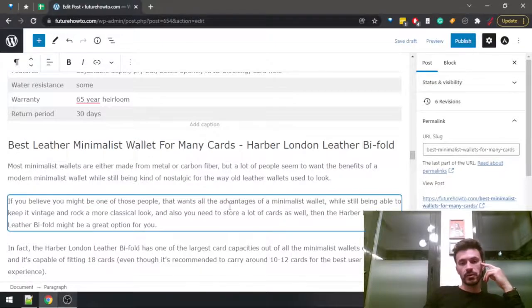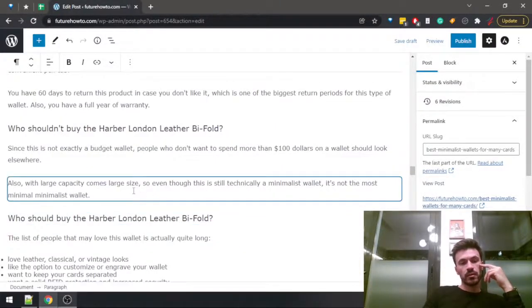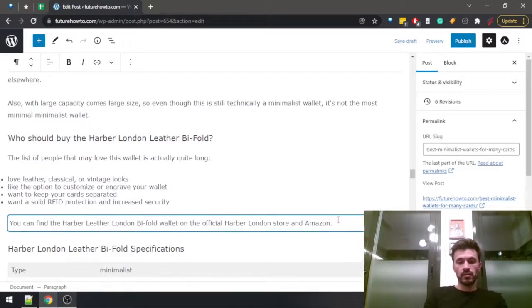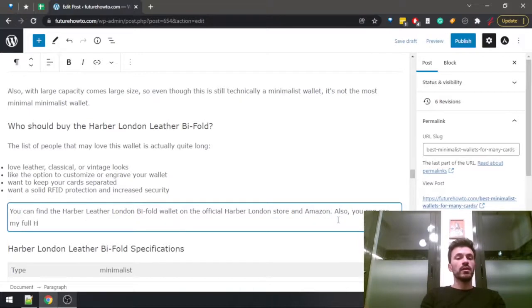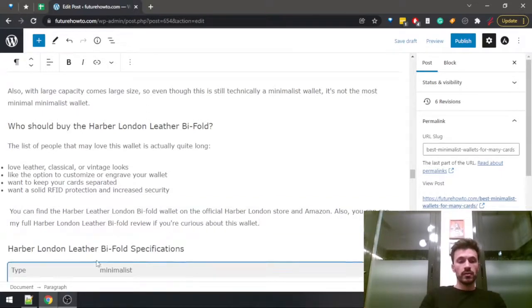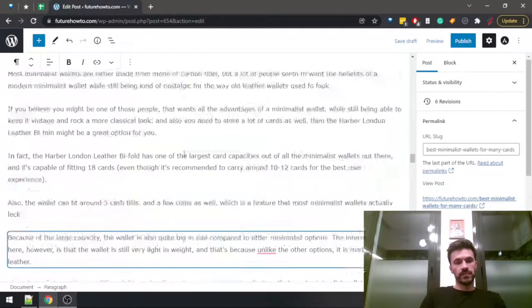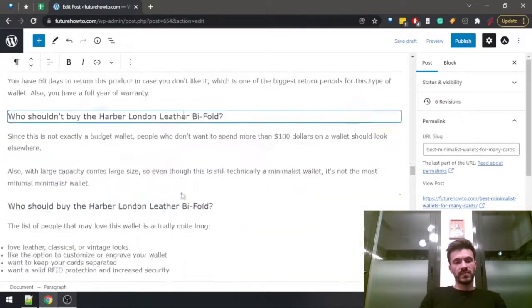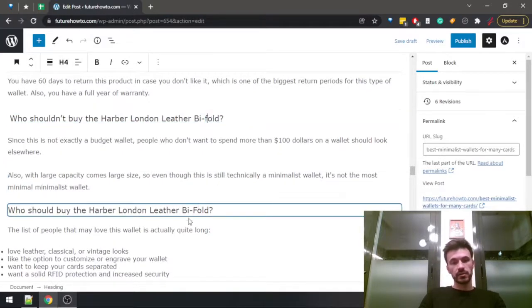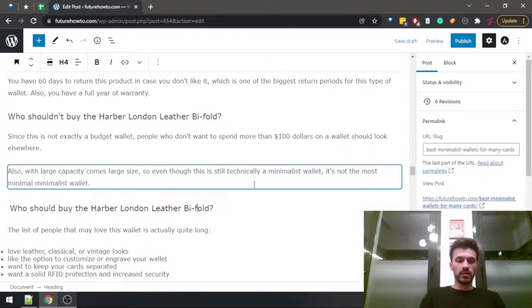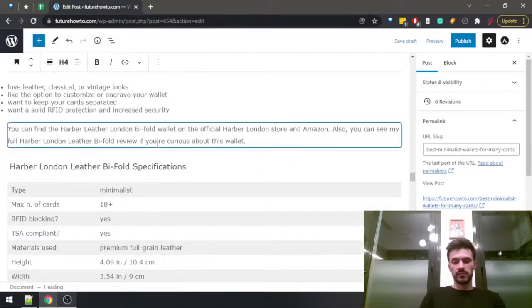Okay, Harbor London bifold. Who should buy? Also, you can see my full Harbor London leather bifold review, if you're curious about this wallet. Wait a minute. I kind of hate these little inconsistencies, so I'm gonna have to fix them real quick.